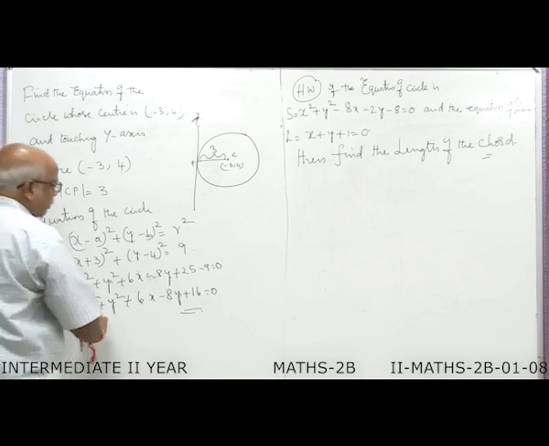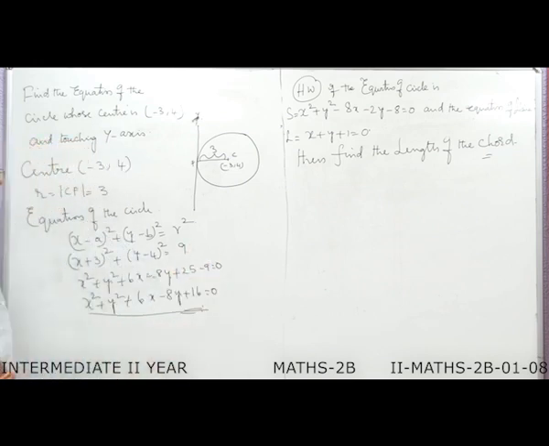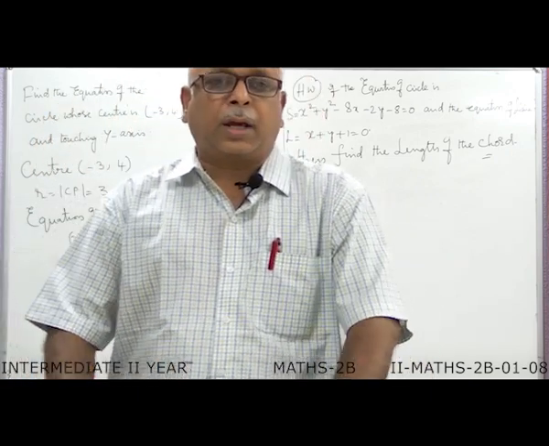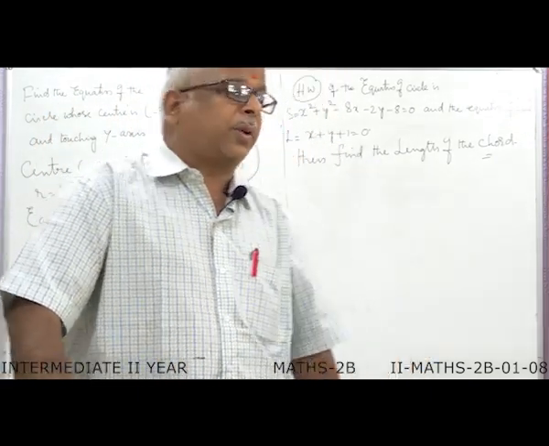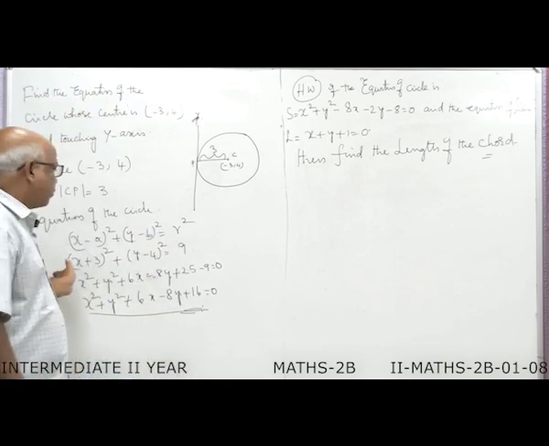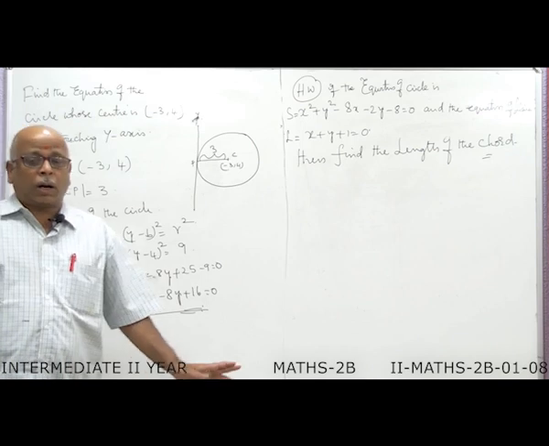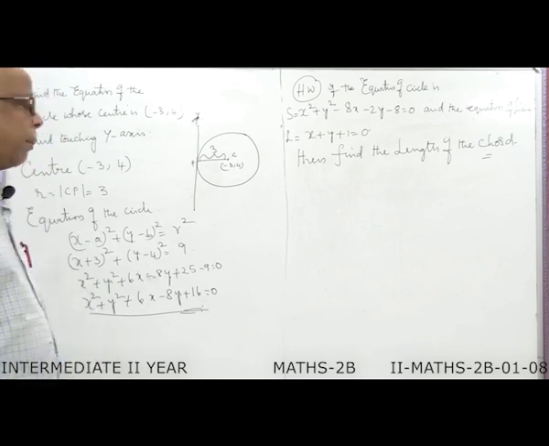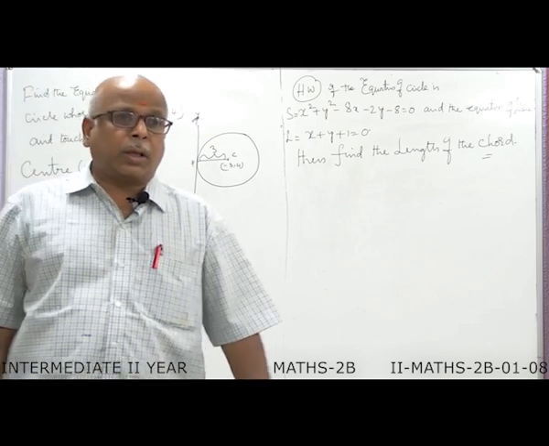Therefore, equation of the circle is x minus a whole square plus y minus b whole square equal to r square. What is r, sir? 3. 3 square 9. After simplification, we got this equation, that is our final answer: x square plus y square plus 6x minus 8y plus 16 equal to 0.